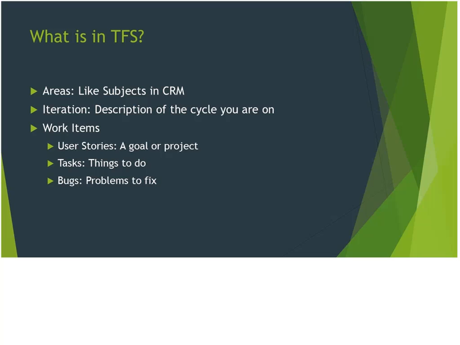So in terms of the work items, the first one is the user story. These are very agile type terms. So anyone on the call that's used to agile projects, the term user story will be quite familiar. For those of us that are more waterfall in our projects, it's not as familiar. But essentially it's a goal or a project, something we're trying to achieve. That's probably the best way to think about it. TFS also has a concept of tasks, which are things that we need to do, and a concept of bugs, problems to fix.